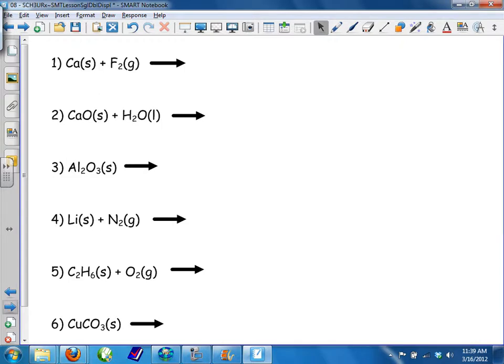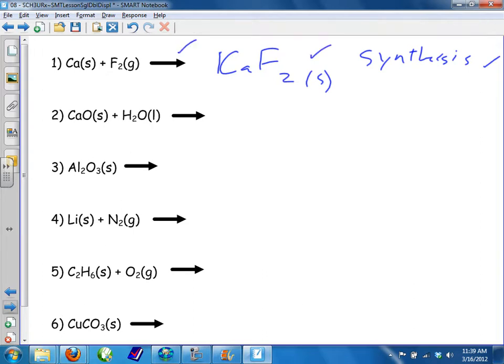With our first reaction here, we have calcium solid and fluorine gas. The end result is we have calcium fluoride. You wouldn't need to predict that it's a solid. This reaction is known as a synthesis. And as you can see, the reaction is already balanced. So you give yourself a mark out of 3: a mark for predicting that it's a synthesis, a mark for predicting that you get calcium fluoride, and a mark for realizing that it is balanced.